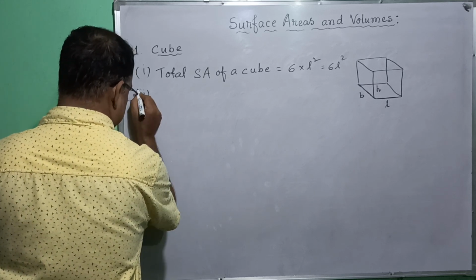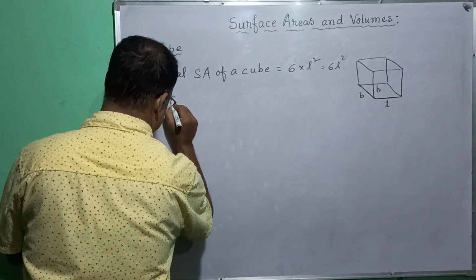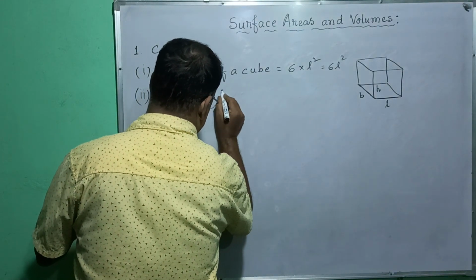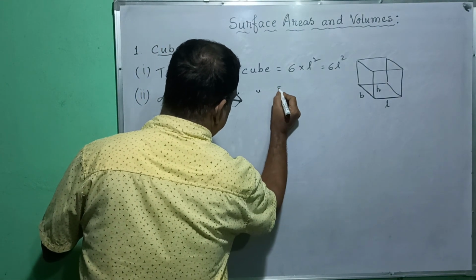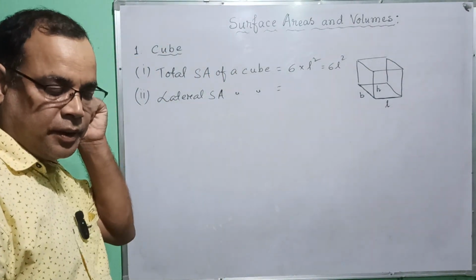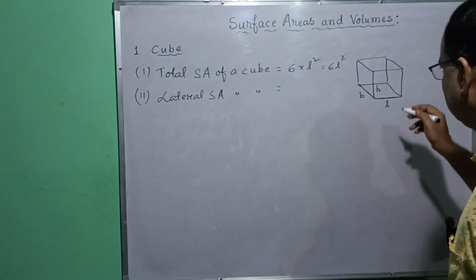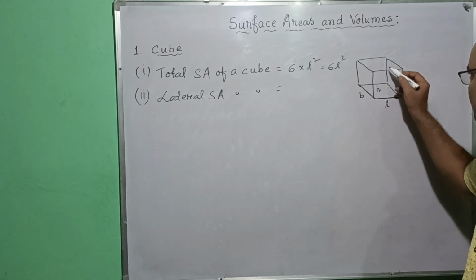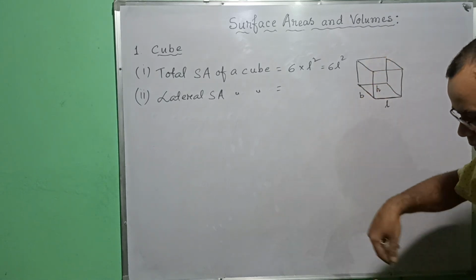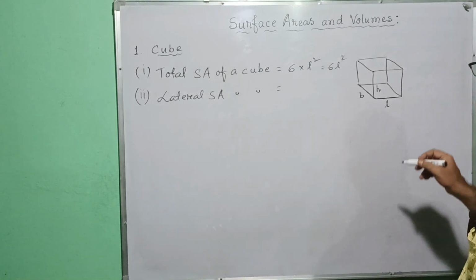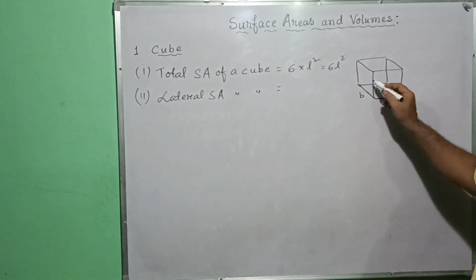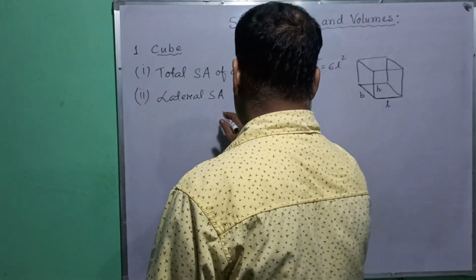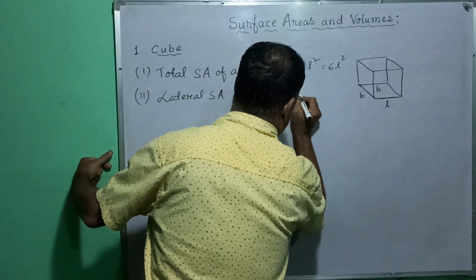Number 2, we'll get lateral surface area. Lateral surface area of a cube equals. What is lateral surface area? Lateral surface area means excluding the top and bottom. Excluding the top and bottom, all the 4 sides, meaning the lateral 4 sides, are called lateral surface area. Here all the faces are equal. How many lateral faces are there? Here 4 faces are there. So we can write lateral surface area of a cube equals 4L square.